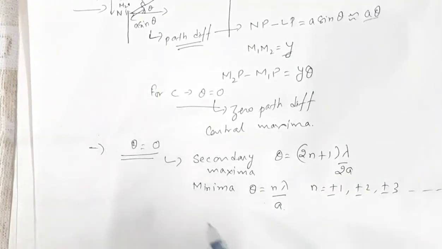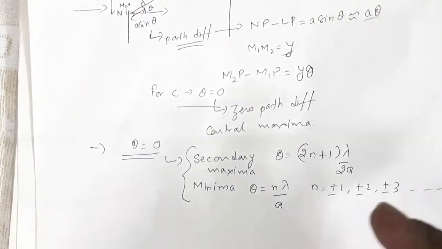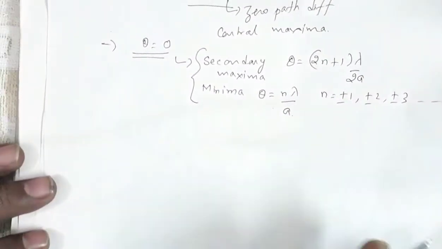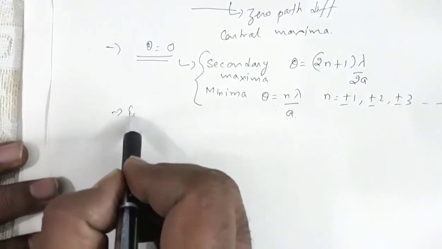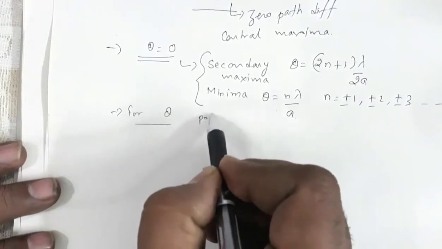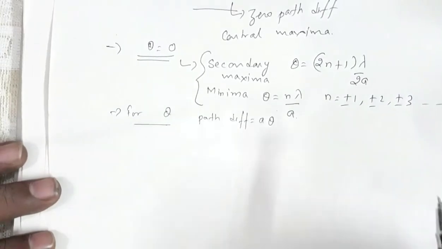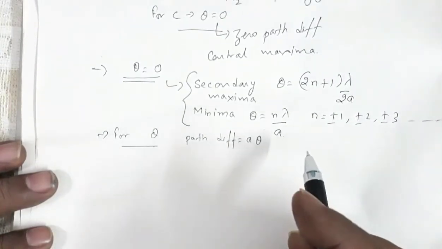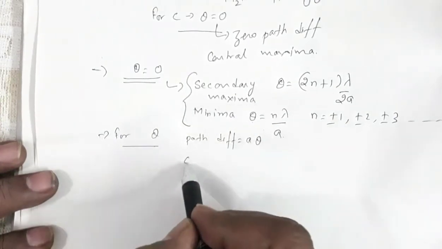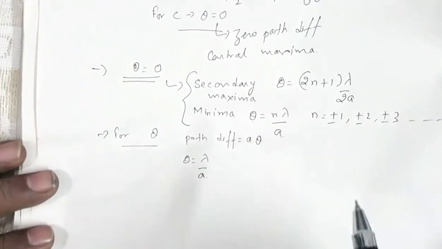Now let us see what is the reason behind this. Why this is the condition for secondary maxima, why this is the condition for secondary minima. Let us see the explanation for this. Now for angle theta, path difference is a into theta. Now minima is theta equal to n lambda by a. Now for n equal to 1, we have theta equal to lambda by a.